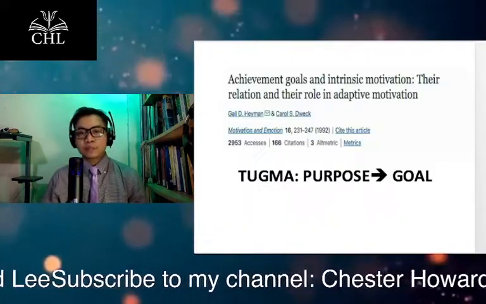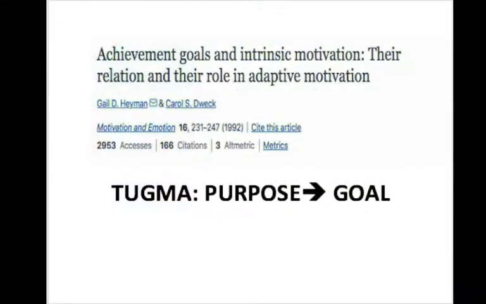Even in the field of psychology, this is well studied. Like for example, in this study, achievement goals and intrinsic motivation, their relation and their role in adaptive motivation, ang sinasabi lang dito, people are more likely to be motivated to achieve their goals, especially when they believe that their goal is in line with their calling. Tugma yung purpose sa goal nila. Ang tawag dyan, intrinsic motivation.